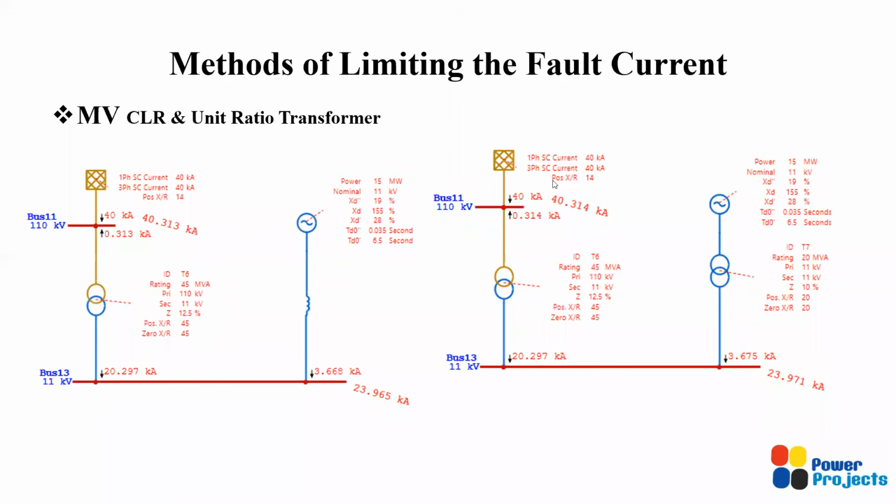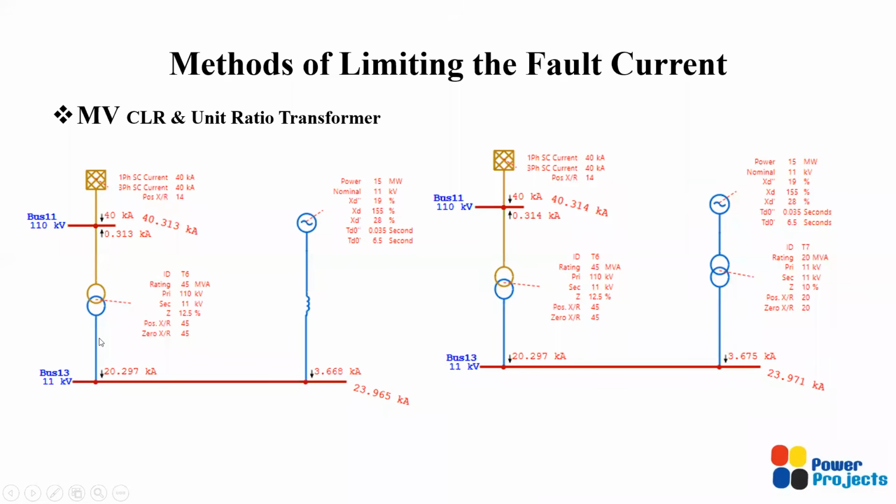So how to reduce it? Anyway, the generator is inevitable for the industry to add it for whatever may be their reasons. So you can use, first one, CLR, a current limiting reactor, or a series reactor, which reduces the short circuit current from 5 kA to 3.68 kA, and hence the total fault current is less than 25 kA. This is one option. This current limiting reactor, you can add it just next to the transformer as well.